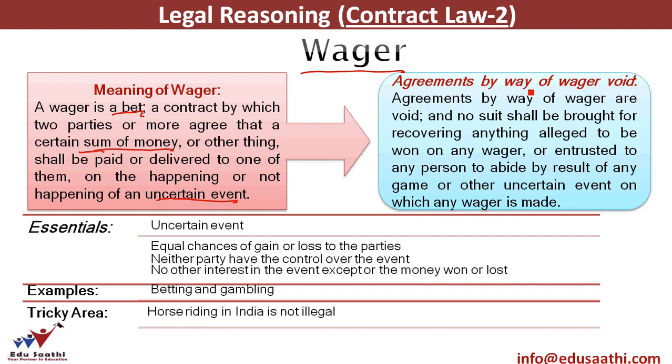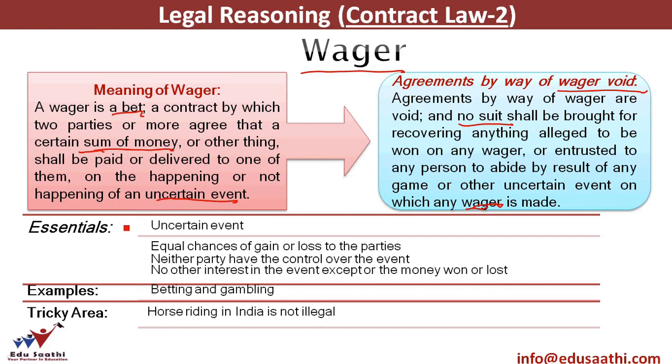Agreements by wager are void. Wager agreements, which are bet agreements, are void. These are agreements, not valid contracts, and no suit shall be brought for recovering anything alleged to be won on any wager. So since it's not a valid contract, it's a void agreement, not legally enforceable, nor entrusted to any person to abide by the result of any game or other uncertain event on which the wager is made. Wager, that is bet, is done mostly in cases of games and gambling. So these are void agreements. Any agreement based on wager would be illegal and void. It would not be legally enforceable.